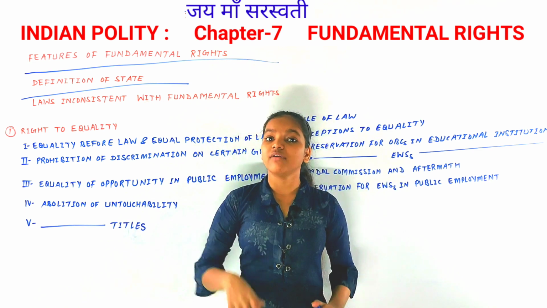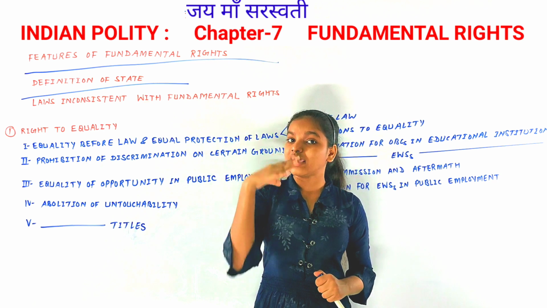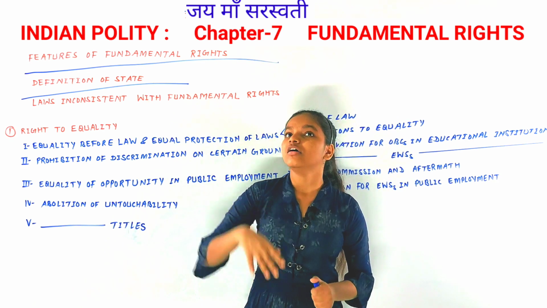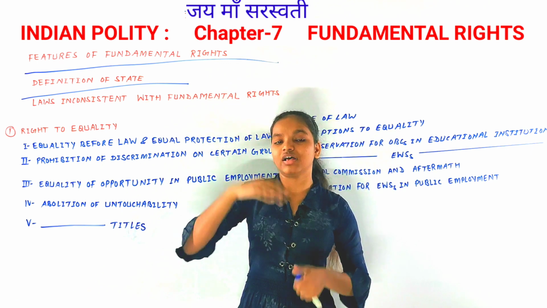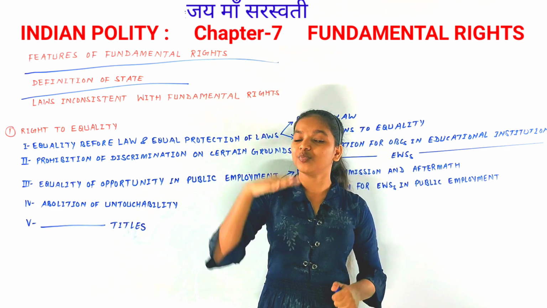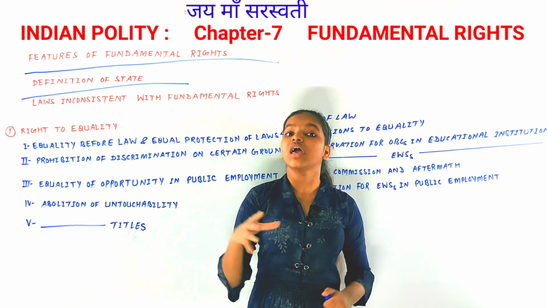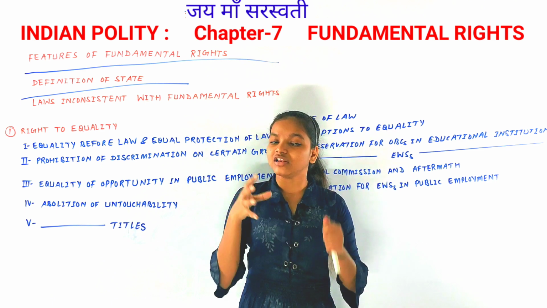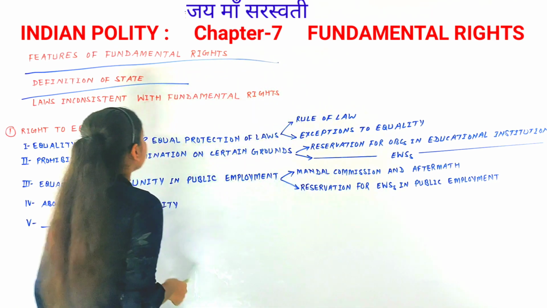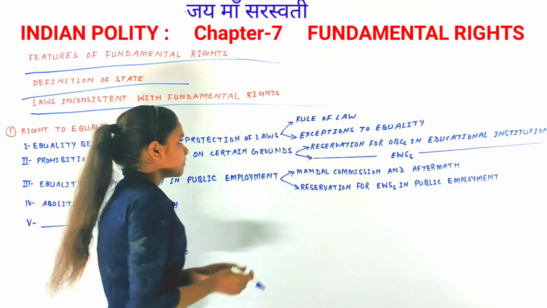Because when a fundamental right is violated, then an aggrieved person can directly go to the Supreme Court. There is no need for the procedure of first appeal to the High Court and then Supreme Court. The aggrieved person can directly go to the Supreme Court. So there can be action against this state. So next topic is laws inconsistent with fundamental rights.